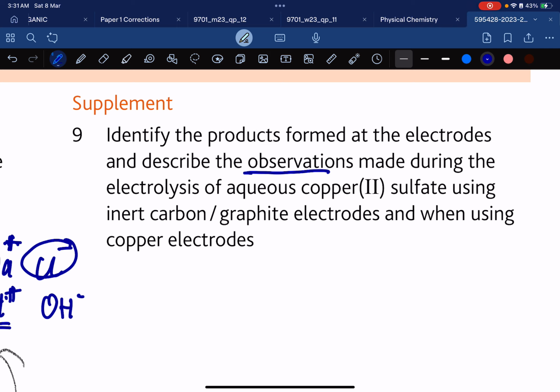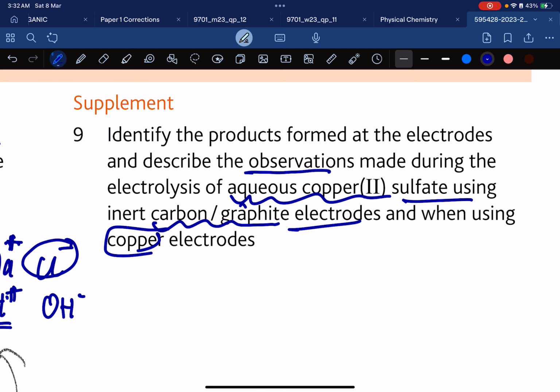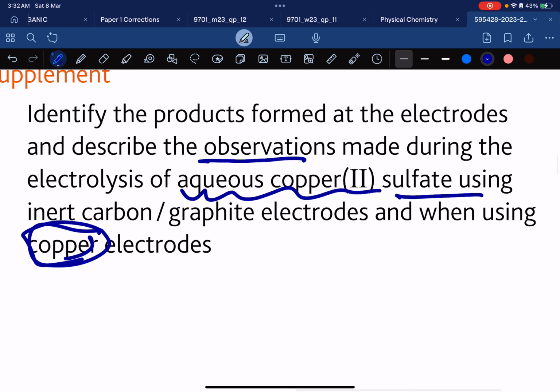Oh wait, they say electrolysis of aqueous copper(II) sulfate using inert carbon or graphite electrodes, and when using copper electrodes. So these are two experiments that you need to know, using aqueous copper(II) sulfate when you have carbon or graphite electrodes and when you have copper electrodes. So basically when you have graphite, the solution turns lighter blue, which is an observation, and a reddish layer forms on the cathode. When you have copper, the cathode becomes thicker because more of the copper ions stick to it, and the anode dissolves into the electrolyte.